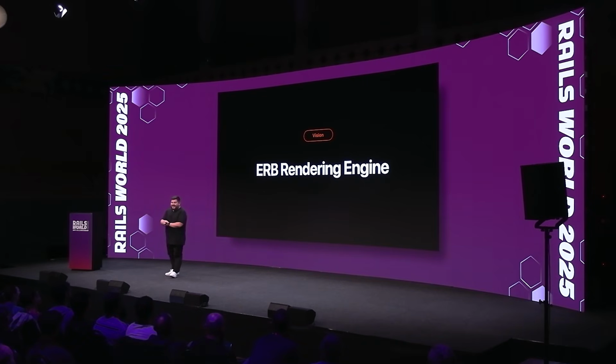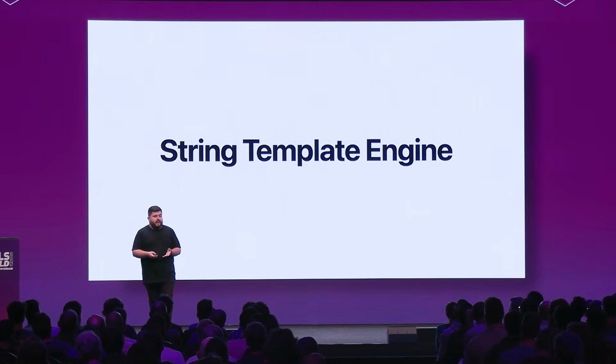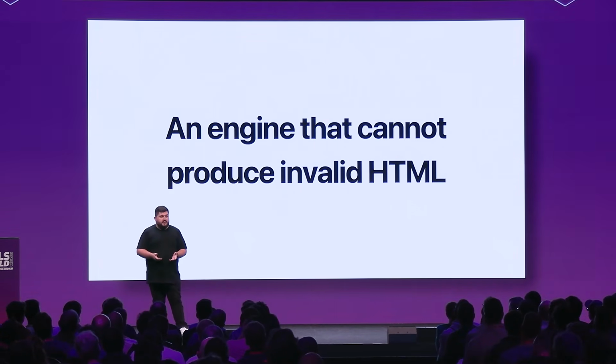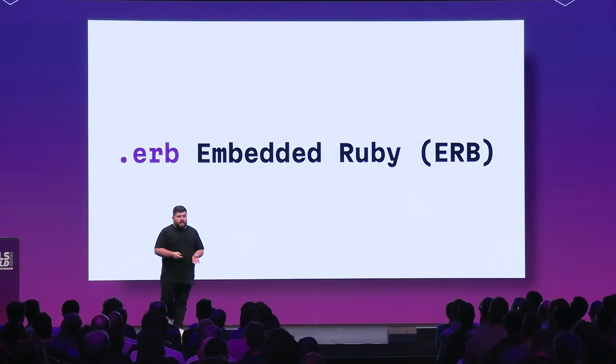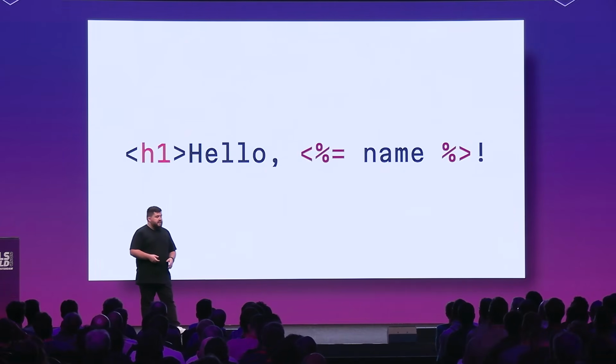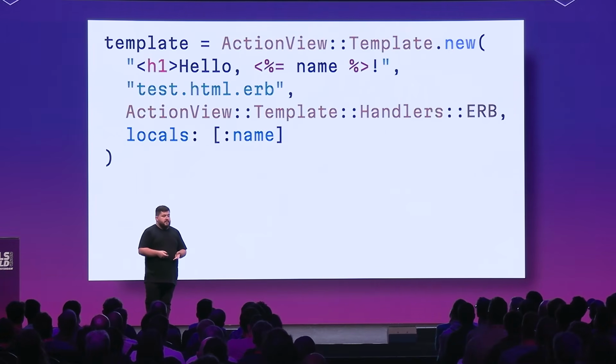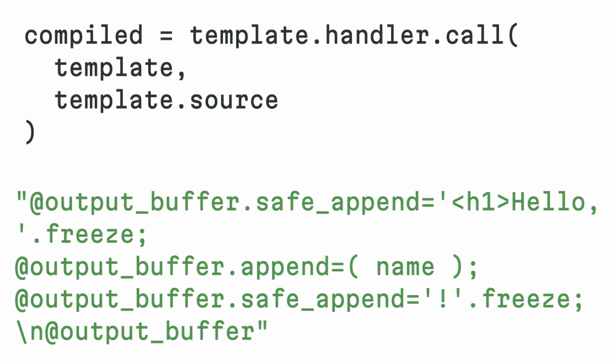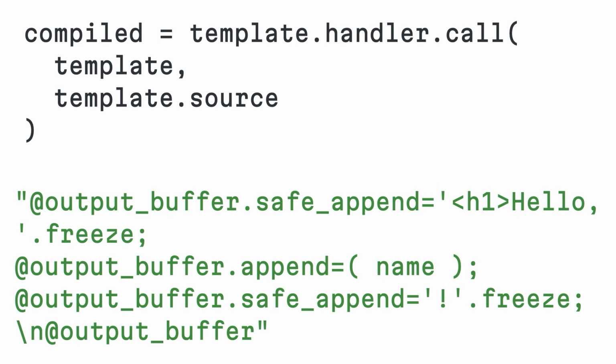Then we have the vision that I was sharing at RailsConf for the ERB rendering engine. The idea here is that we want to take the current string-based template engine and transform it into an HTML templating engine. What it means is that we want an engine that cannot produce invalid HTML because it just enforces it. So if you have regular ERB today and you give it a template with a missing end tag at the end, and you ask ActionView today to compile it, it will do that for you because it hasn't any understanding of ERB and HTML.